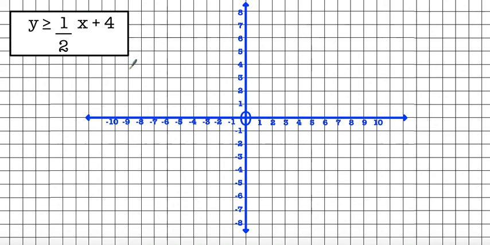So we have y is greater than or equal to 1 over 2x plus 4. Because we have y is greater than or equal to, we're going to have a solid line. And so here our slope is half, so 1 over 2. And our y-intercept is 4.